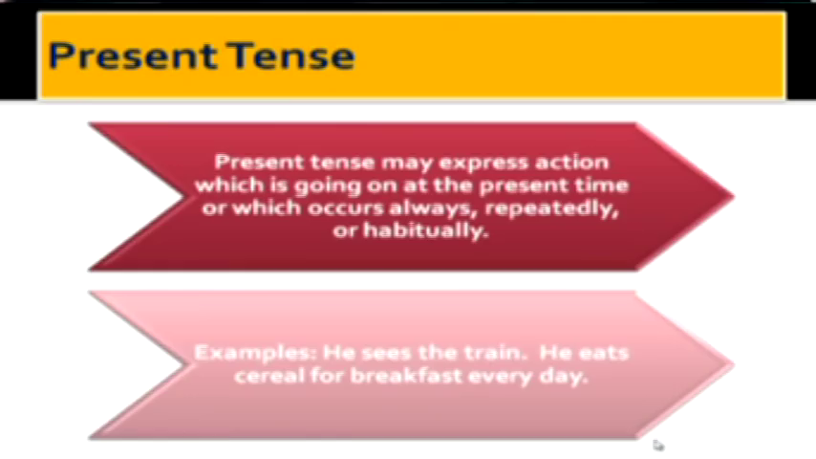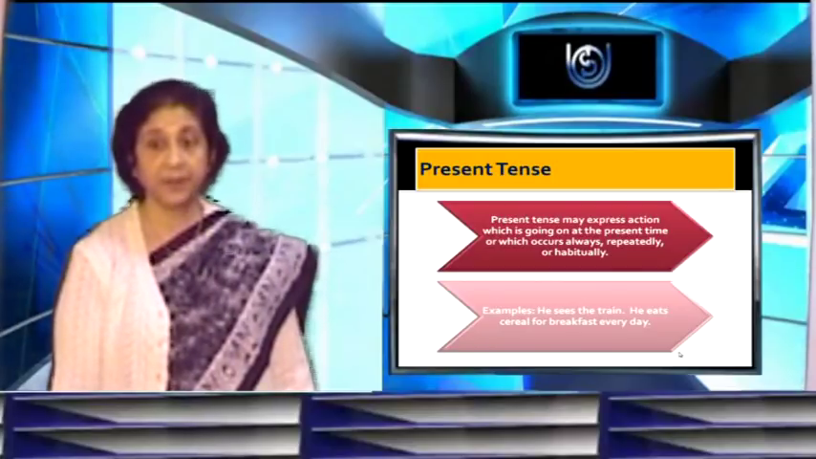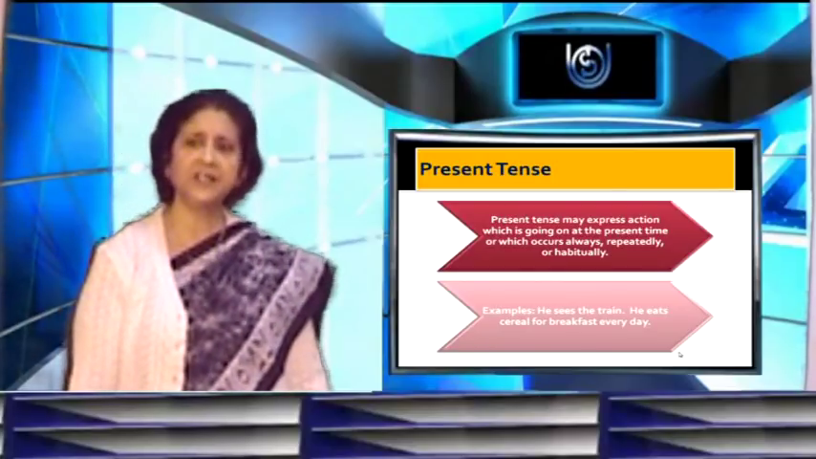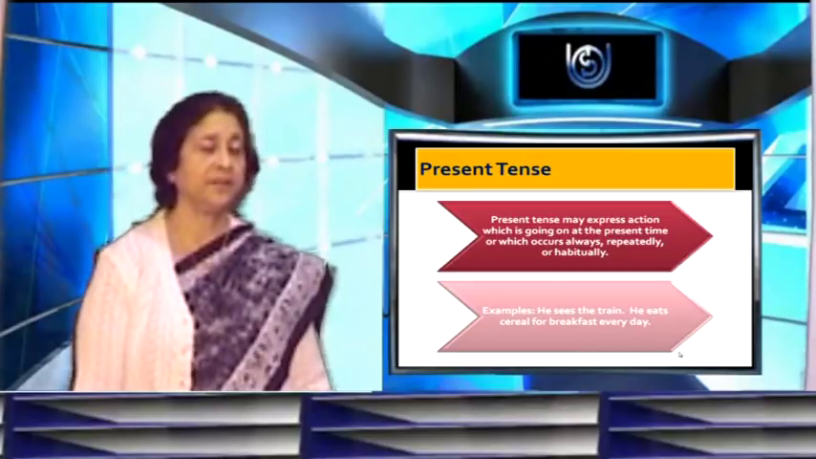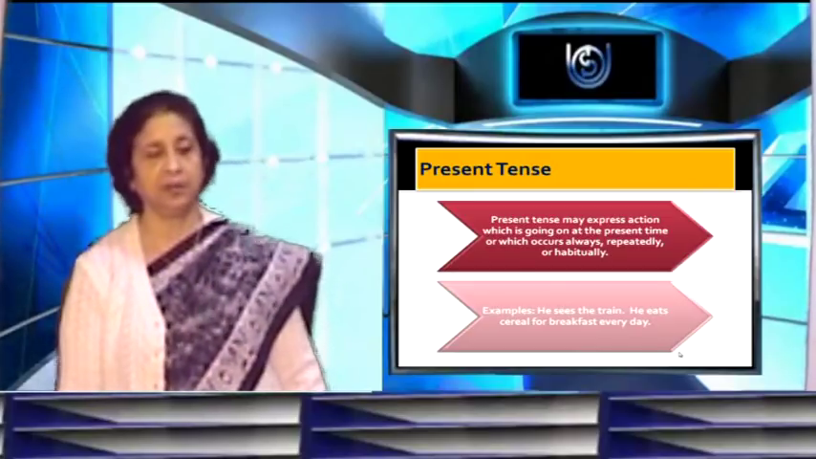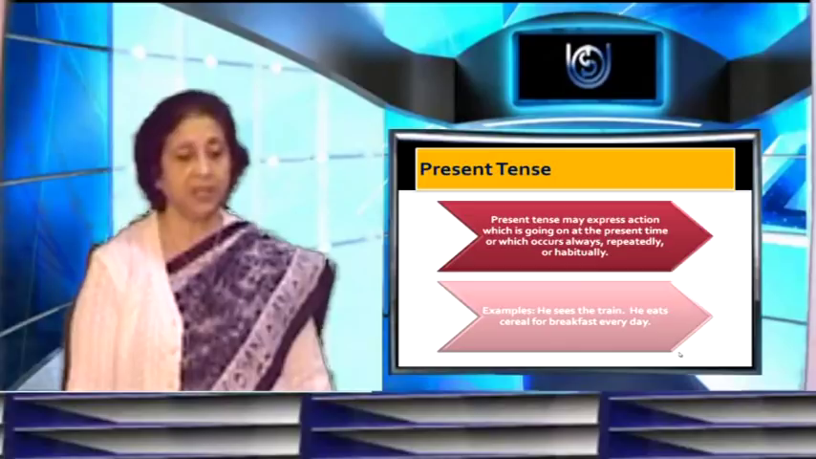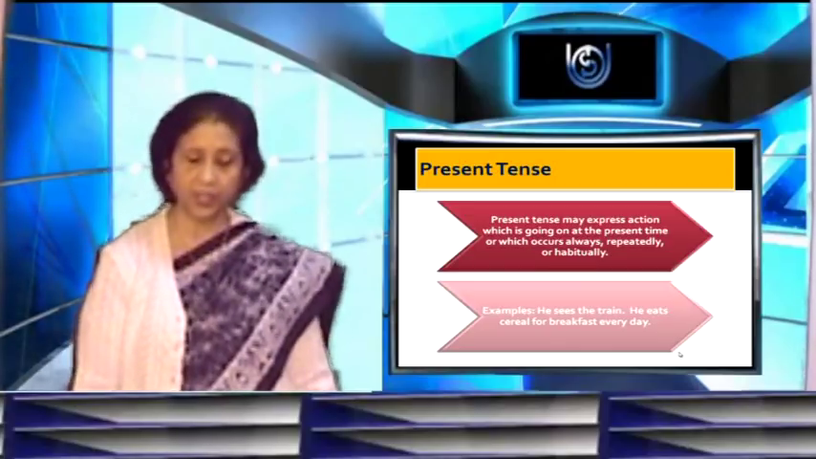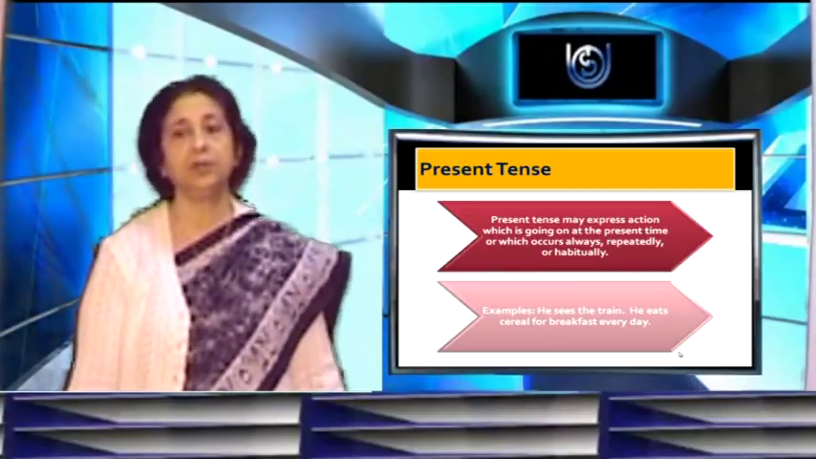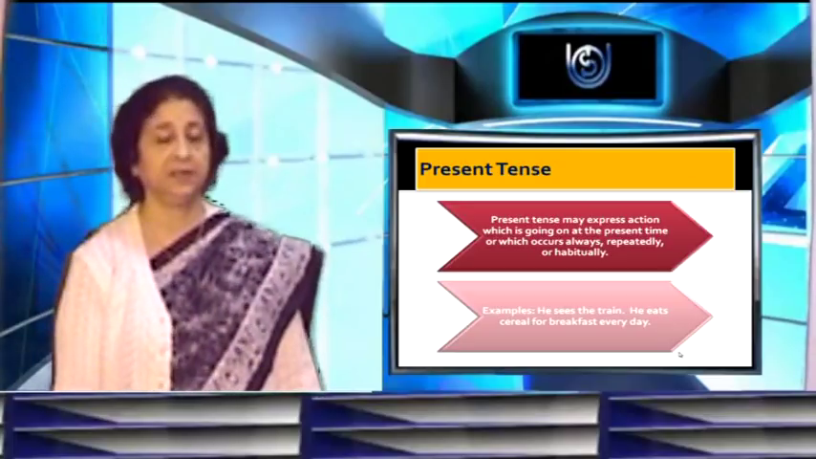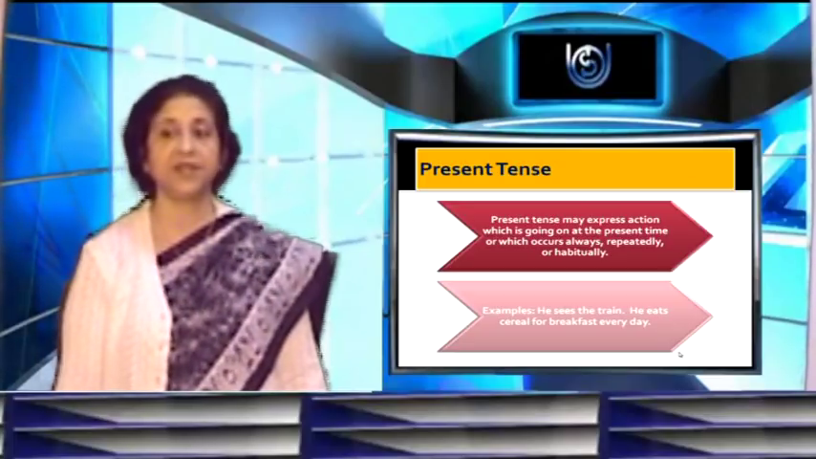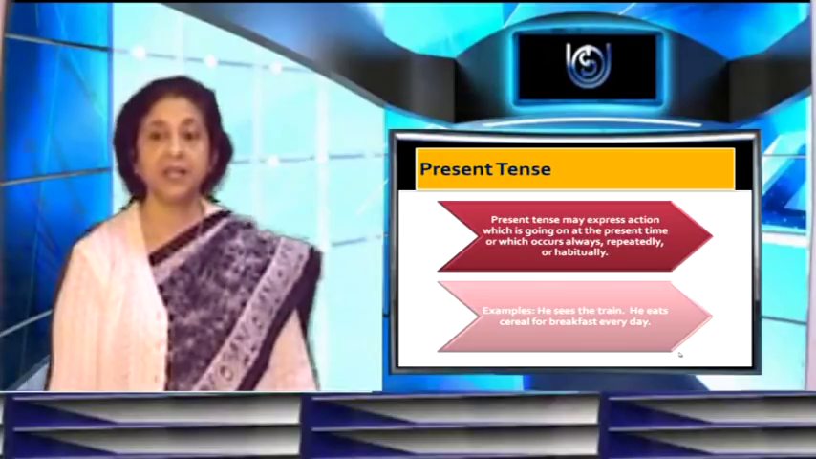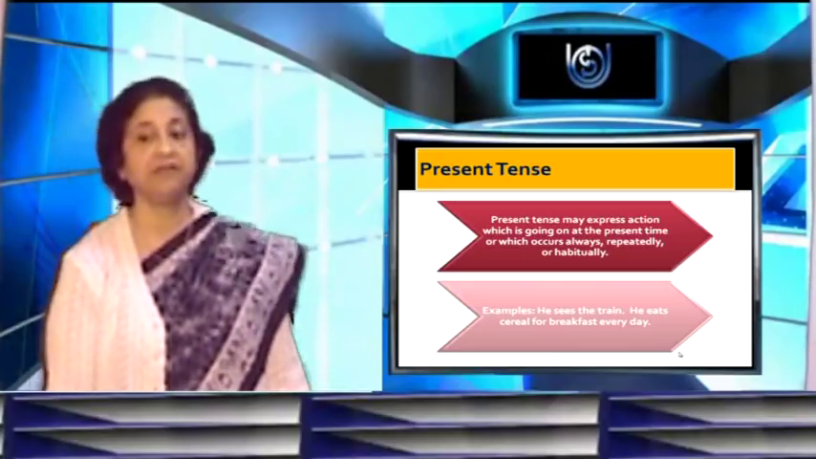Now we'll start with present tense. Present tense may express an action which is going on at the present time, or which occurs always, repeatedly or habitually, which is going on and on right now. This is all about your present tense. Just see the examples. He sees the train. He eats cereal for breakfast every day.